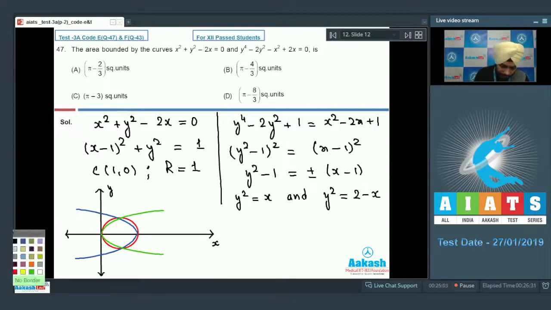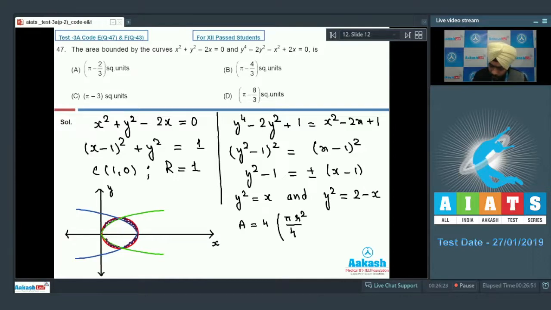The area will be the sum of these 4 small areas, 1, 2, 3 and 4. Obviously these 4 areas are symmetrical. So total area can be written as 4 times the area of 1/4 of the circle. Let us say that is pi r square by 4 minus, if I count it here from 0 to 1, y square equals x, 0 to 1 root x dx.